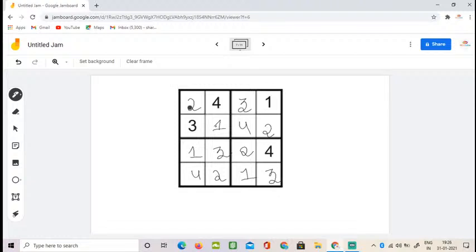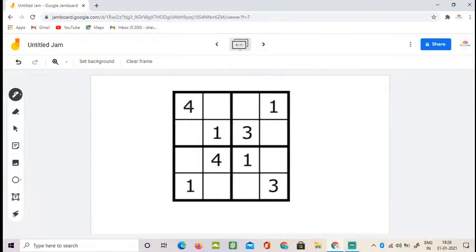Okay. So now let me move to the eighth question. So here you have your eighth question. Just try. This is going to be so easy, because you have most of the digits.